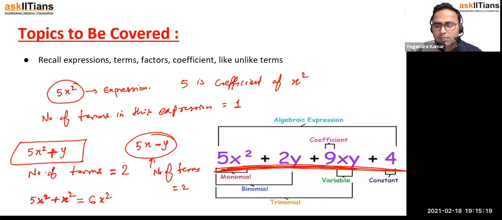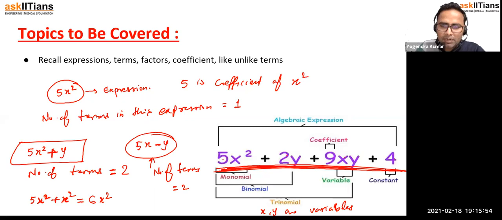The last one is a constant because there is no x or y. These x and y are called variables. What is the meaning of variables? Variables can take any value; they have varying values. Constants are fixed values; they don't change. Since x and y can take any values, they are called variables. And this is the constant term because there is no x or y. Coefficient is what?